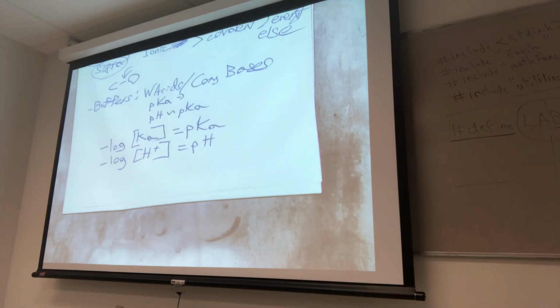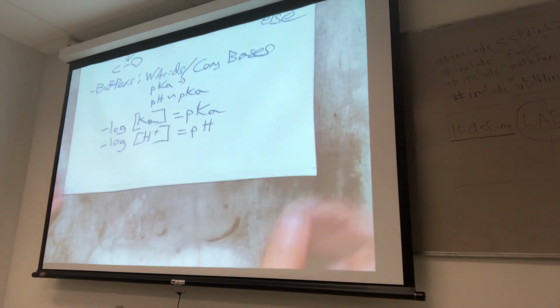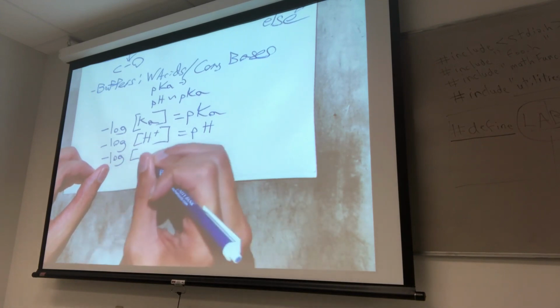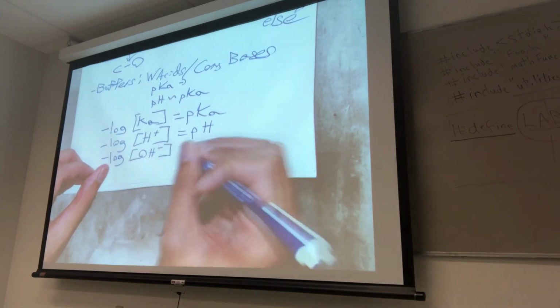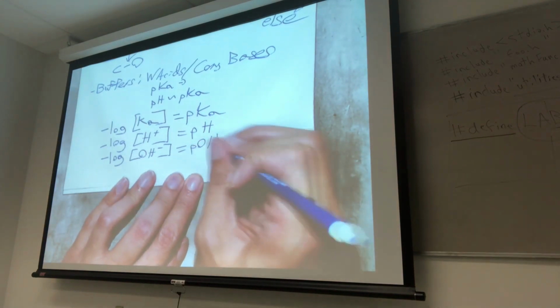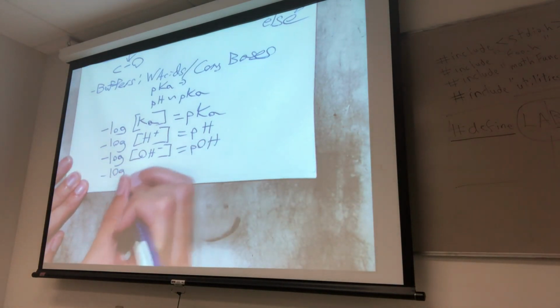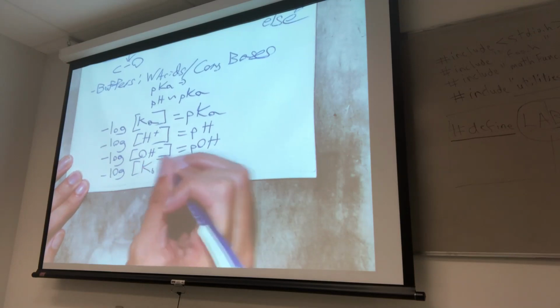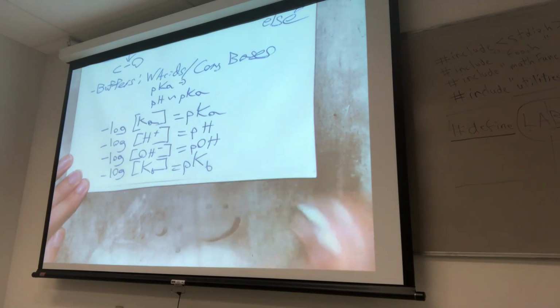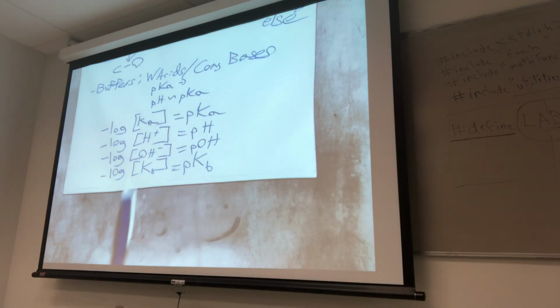We can extend this some more. If I do minus log of OH, what does that tell me? pOH, exactly right. And if I do minus log of Kb, the only one that's missing here, this ends up being pKb, exactly. Honestly, this isn't too bad. You memorize one of these and you can kind of memorize all of them, because they're the exact same formula.